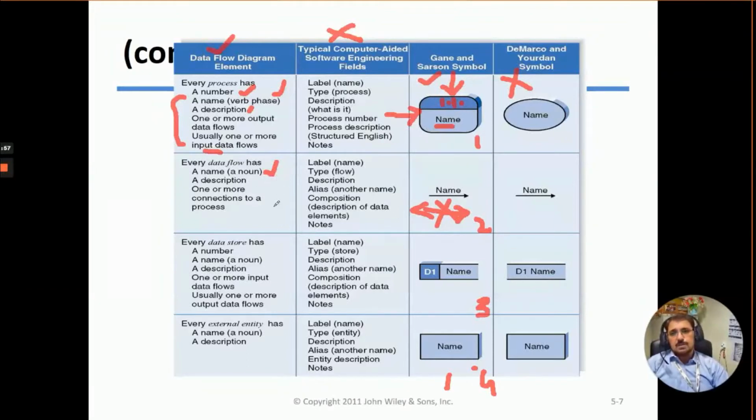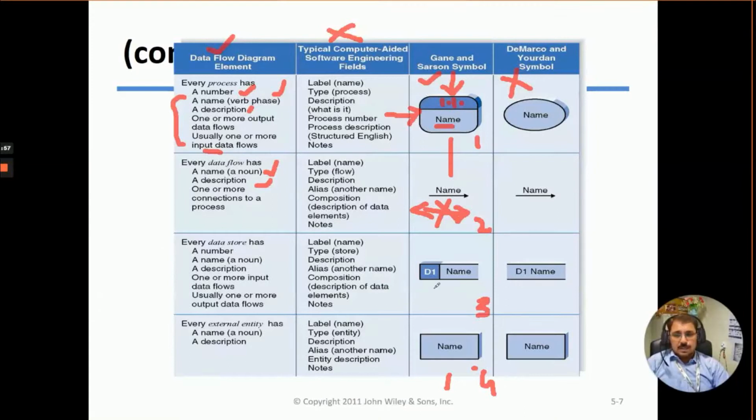And it may have a description also, and one or more connections to a process. It must connect to a process, otherwise where does it go, for what purpose does it go? The movement of data is useless if it is not going for some processing, or if it is not coming from some processing. Then it is just a useless movement, okay.